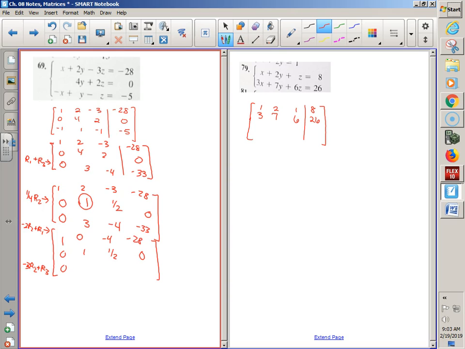Negative 3 times 0 plus 0 is 0. Negative 3 times 1 plus 3 is 0. Negative 3 times a half is negative 3 halves minus, my head's going to make this guy 8 halves. So negative 3 halves minus 8 halves is negative 11 halves. And then negative 3 times 0, this guy gets to stay the same.